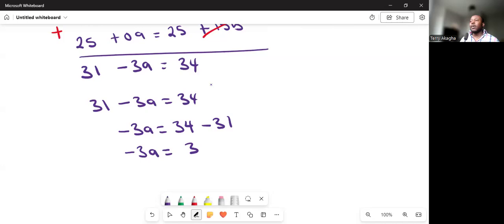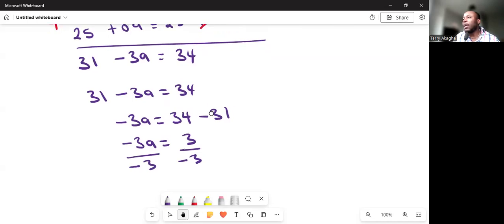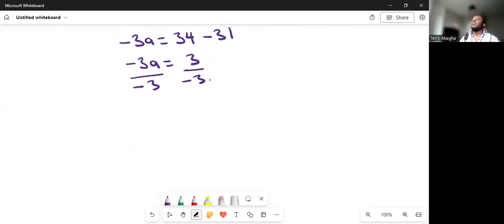Then if we're looking for a, we'll divide both sides by minus 3. So this is going to cancel this. Therefore, we're going to have a is going to become 3 divided by minus 3, and that will give you minus 1. So therefore, we can now say a is equal to minus 1.